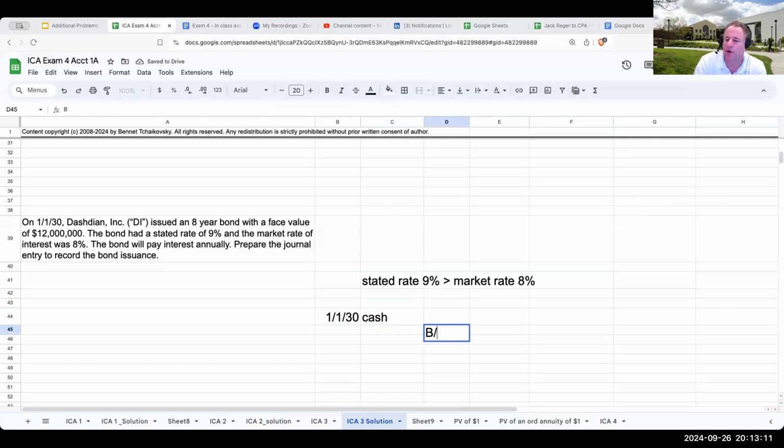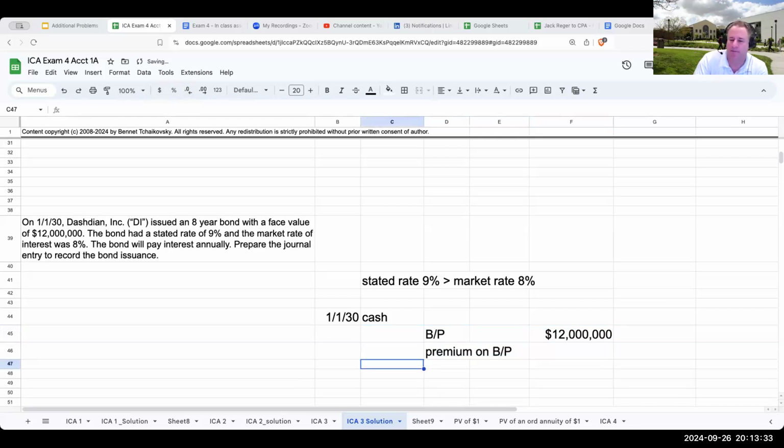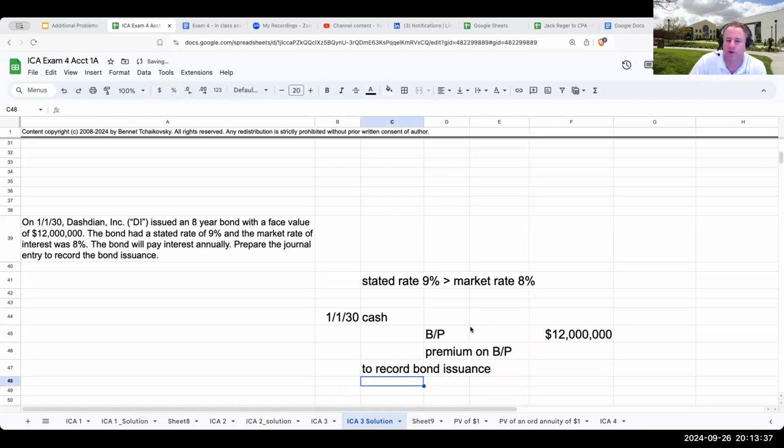I always credit bonds payable. Whenever I credit bonds payable, it's always going to be for the face value of the bond, which right over here is going to be $12 million. Now, because the cash proceeds will be higher than the bonds payable value, we're going to call this a premium on bonds payable. Okay, so this is to record bond issuance.